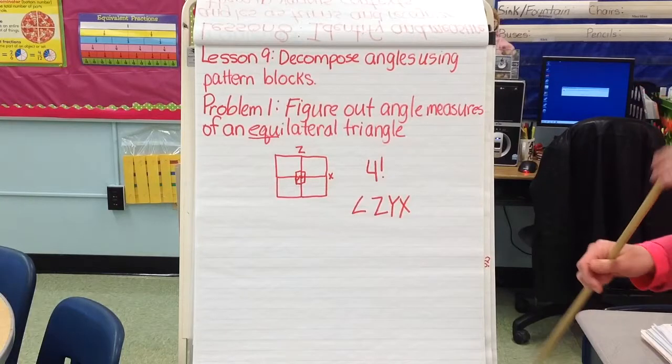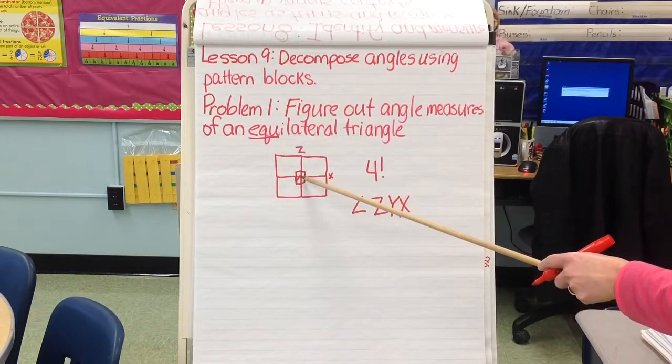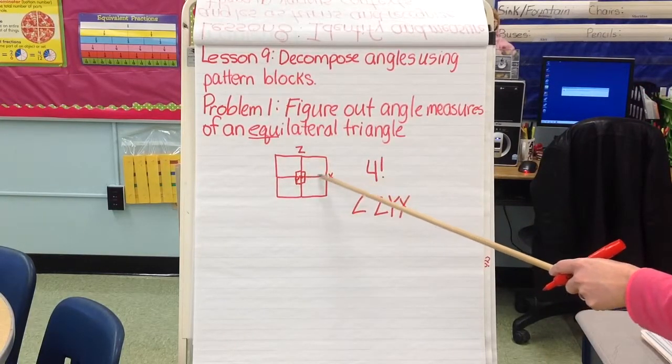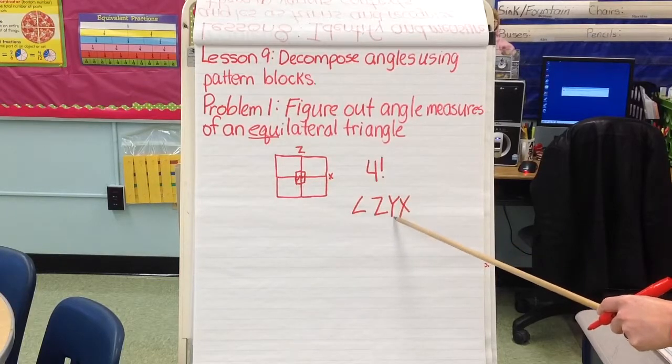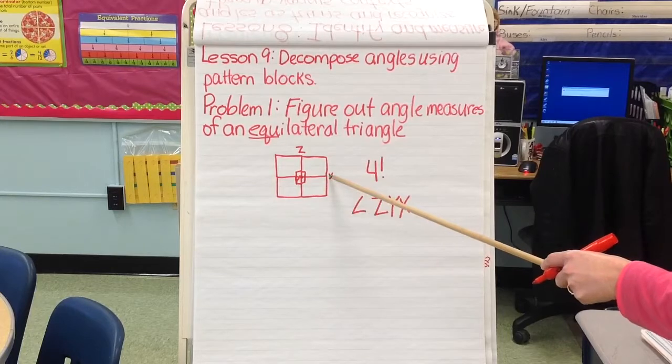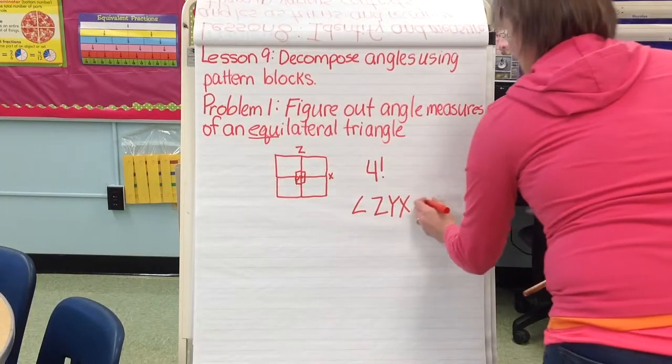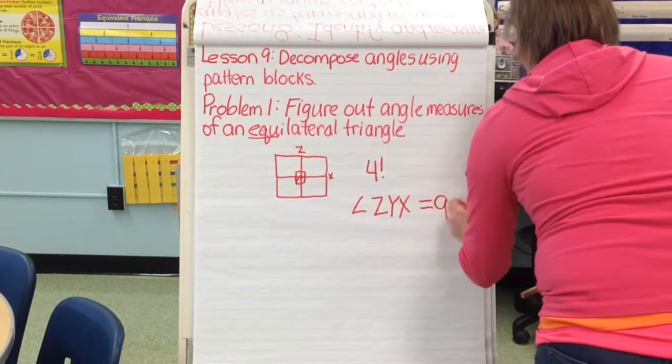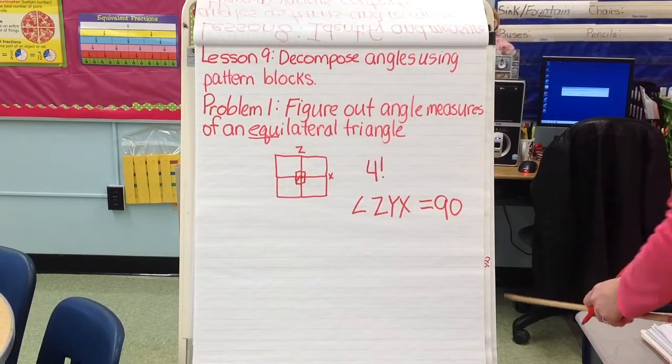What's the measure of that angle? Remember the vertex, the point where the 2 rays come together, that's the middle letter when we name an angle. Okay, right away you should know, aha, ZYX is 90 degrees.